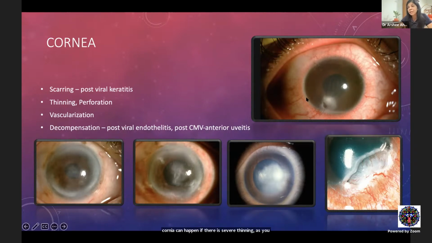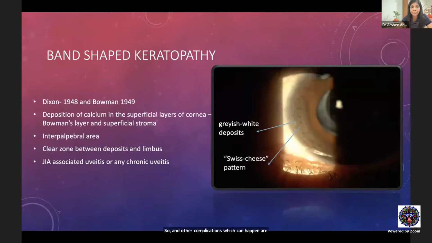So this was an interesting case of a patient with HLA-B27 uveitis. This eye went into hypotony, and then this patient suddenly came once with a fungal corneal ulcer and a perforation in this eye. Other complications which can happen are decompensation of the corneal endothelium, especially in patients post CMV anterior uveitis. Band-shaped keratopathy is an important complication, especially in patients with childhood onset uveitis.